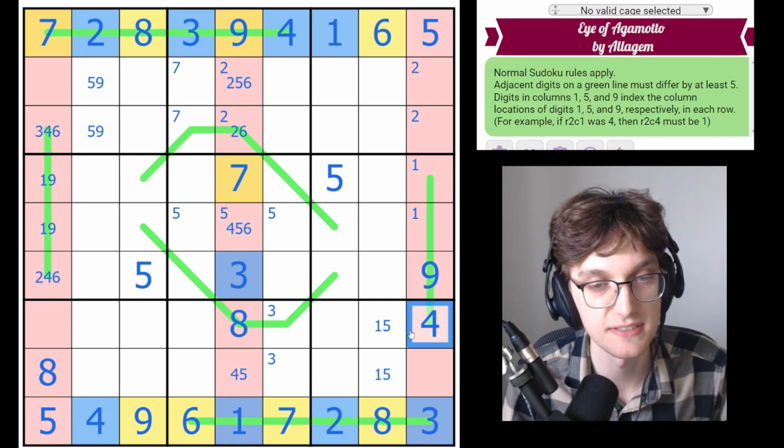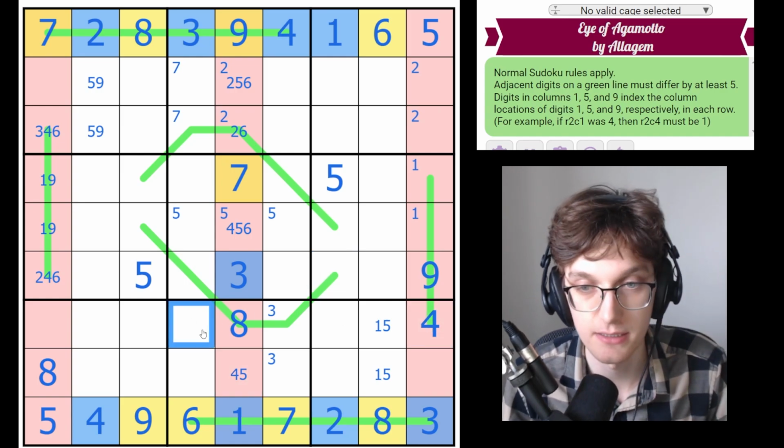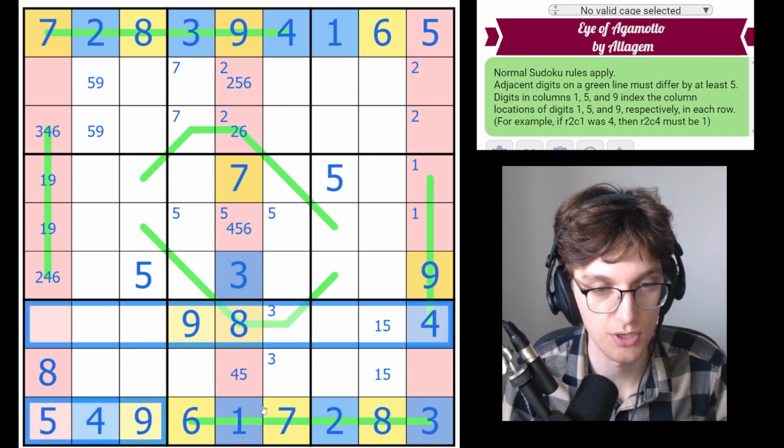Let's see. Okay, now if this is 4, that means this is 9. And then look at the 9s in the bottom boxes.